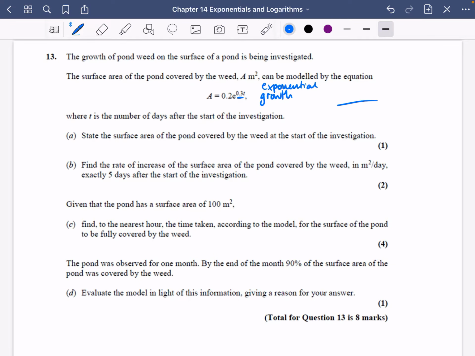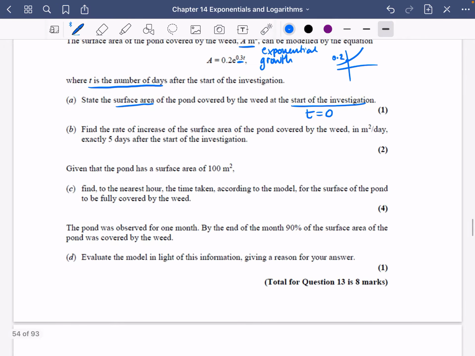If I was going to draw a graph of this, there's going to be some kind of growth, and it's going to be crossing at 0.2, where t is the number of days after the start of the investigation. Notice that A is measured in meters squared. It says state the surface area of the pond covered by the weed at the start of the investigation. In other words, when t is equal to 0. So for part A of the question, the surface area is going to be 0.2 multiplied by e to the 0.3 times 0. So it's just going to be 0.2 meters squared. When it says the word state, you can just say it without doing any calculations at all.